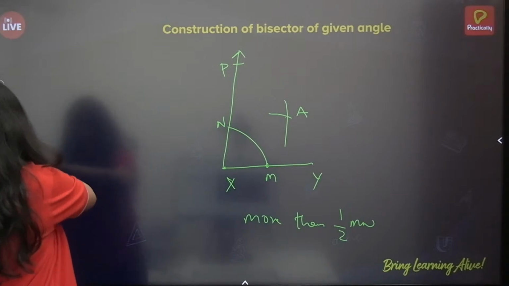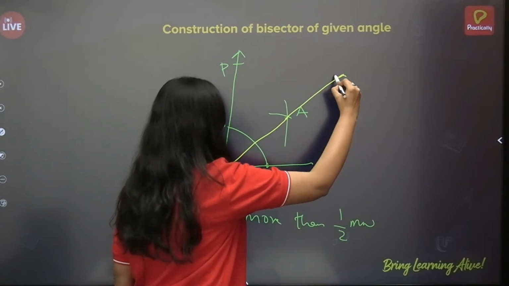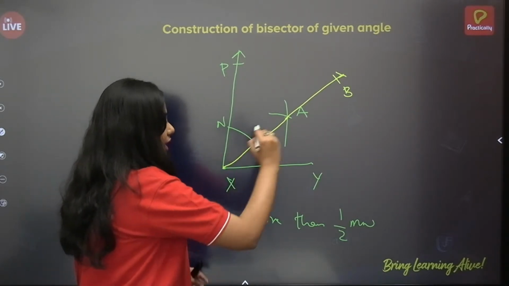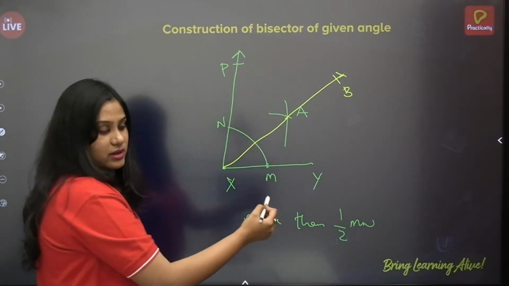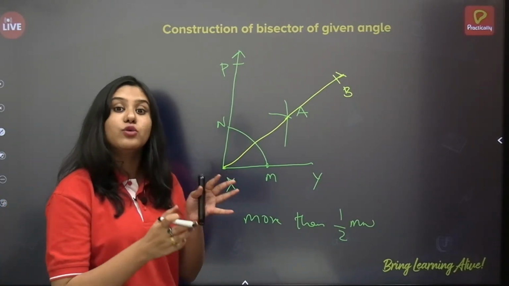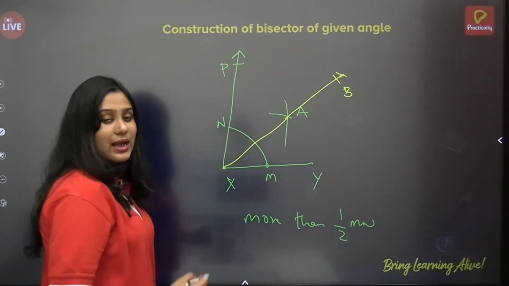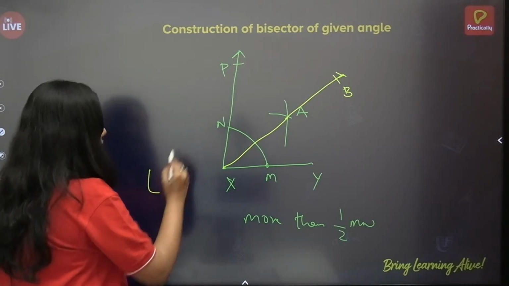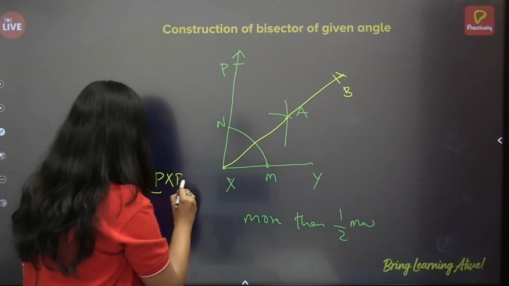Okay, so now just join XA, and if you want you can extend it as well and name this point B. So now what will happen? XAB is a line which bisects the angle PXY. Correct? So what is meant by bisecting? I have already told you, it is nothing but dividing into two equal halves. Correct? So when XA is a line which divides the angle PXY into two equal halves, what does this mean? Angle PXA or PXB, anything you can take, PXB.